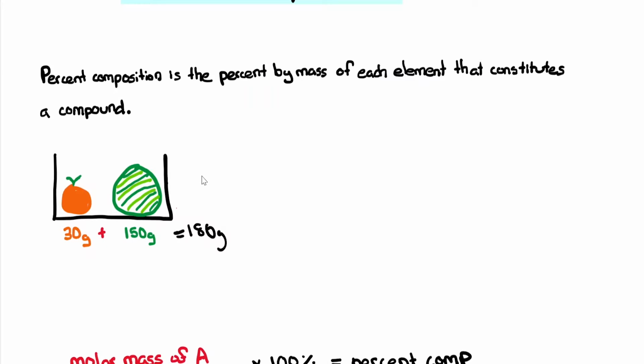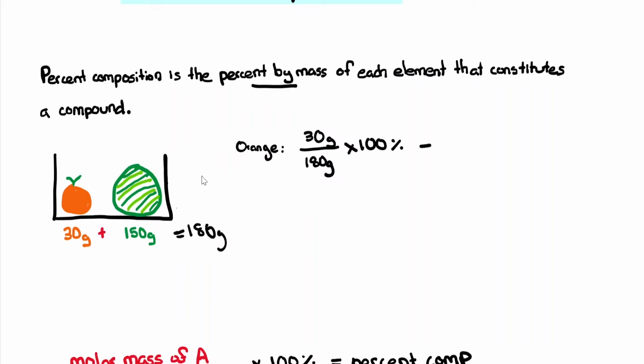All right, so let's find the percent composition of the orange first. So the orange, right? You know that the overall mass of the bag is 180 grams. So we want to find the percent by mass, how much of the mass the orange contributes to it. And as we can see, the orange has 30 grams. And since we're trying to determine a percent value, we need to multiply this by 100%.